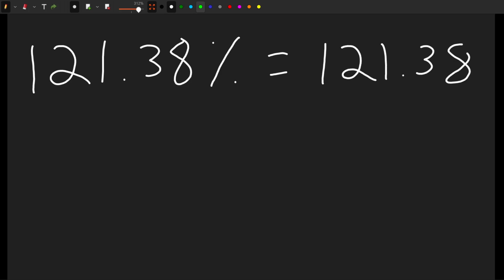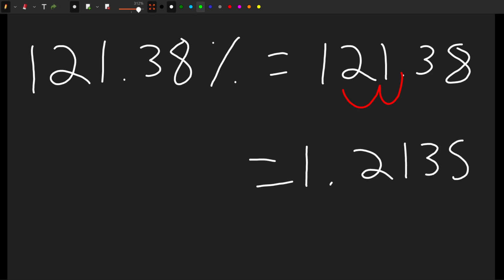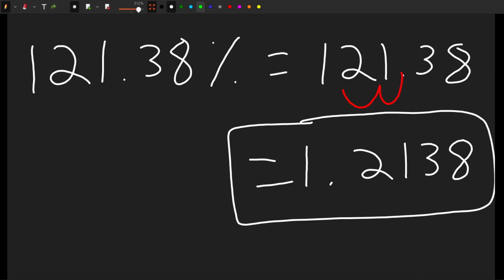121.38. I'm going to move my decimal 2 spots, 1, 2. And now I'm going to get 1.2138 as a decimal. Okay.